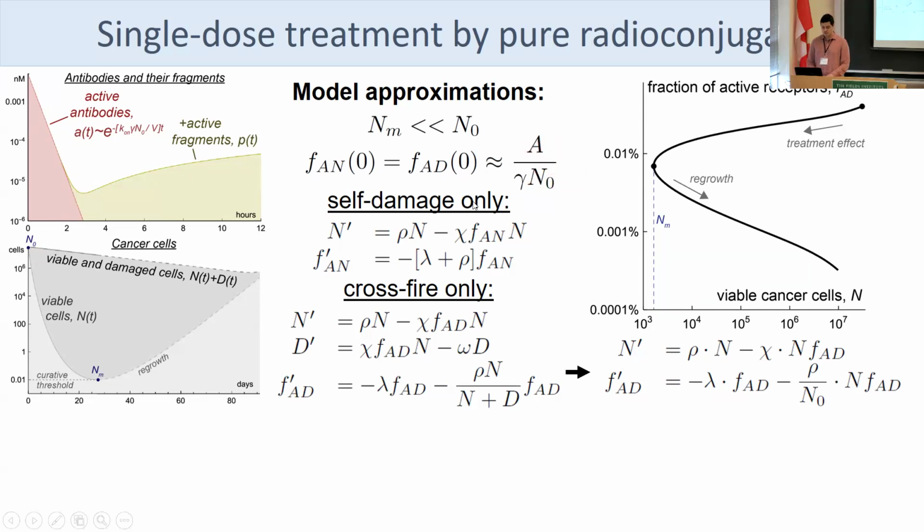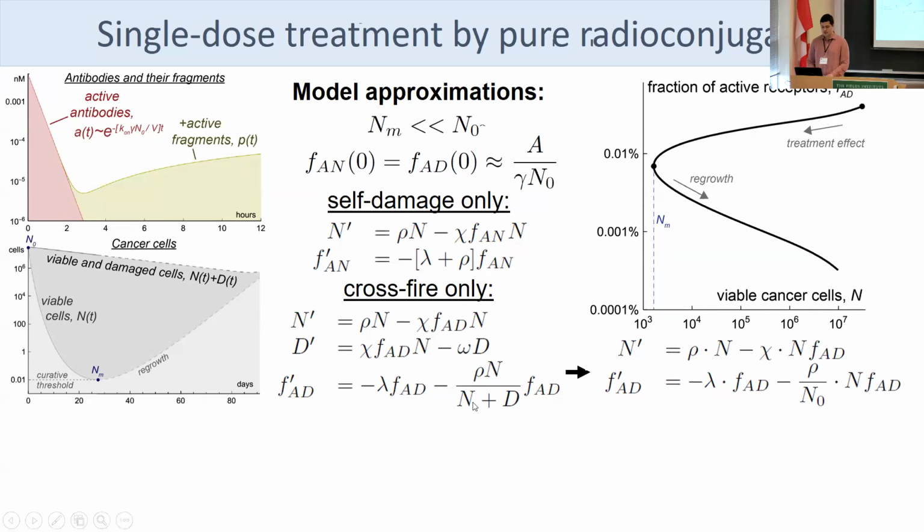Then in the self-damage only case, for the estimation of minimal number of viable cells, only two equations matter. Viable cells proliferate and get damaged by radiation, whose rate depends only on the fraction of active receptors on viable cells themselves, since only self-damage matters. This fraction exponentially decreases, and it is easy to solve this independent equation, and the explicit solution for the number of cells can also be obtained, no big deal.